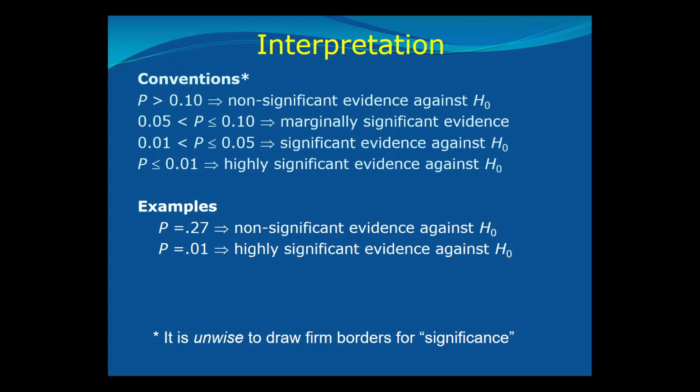Examples: if statistical software gives a p-value equal to 0.27, you conclude there is no significant evidence against H0. If the p-value equals 0.01, there is highly significant evidence against H0.